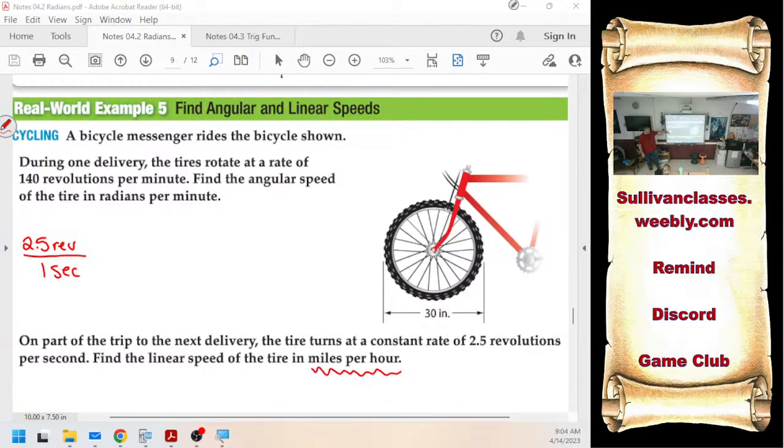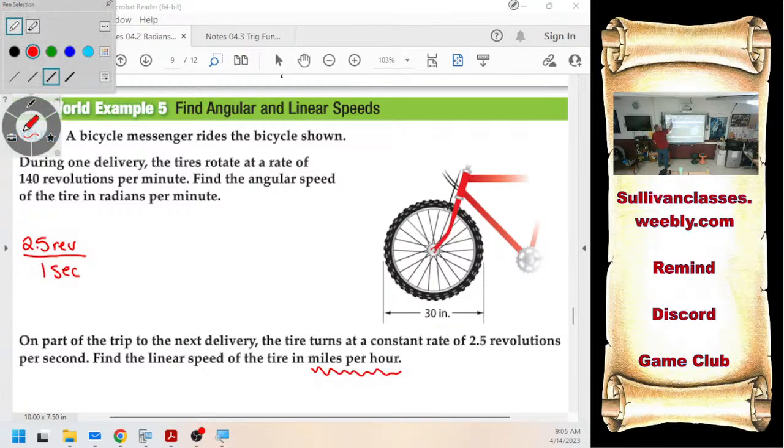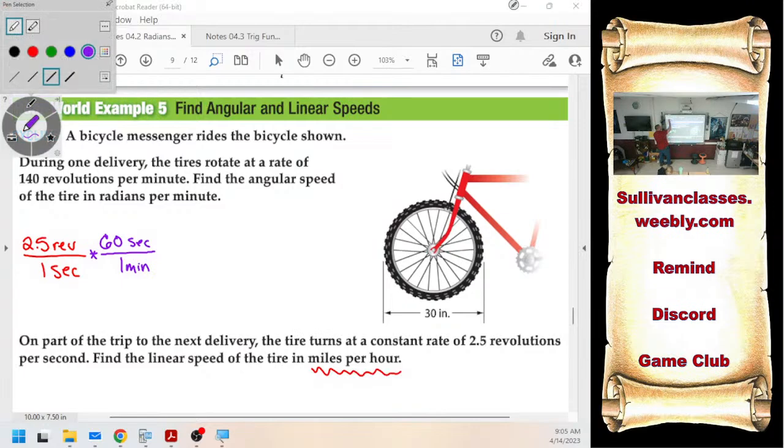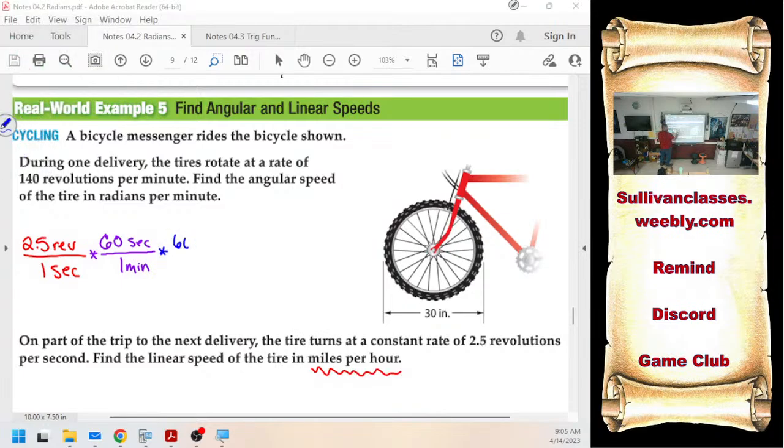So I've got to do revolutions over to miles. I also have to do seconds over to hours. Which do you want to do first? Time. Do time because I already know how. Okay. How do I turn seconds into hours? If you know the 3600 trick, go for it. Otherwise, you would have to say there's 60 seconds to 1 minute, and then 60 minutes to 1 hour.